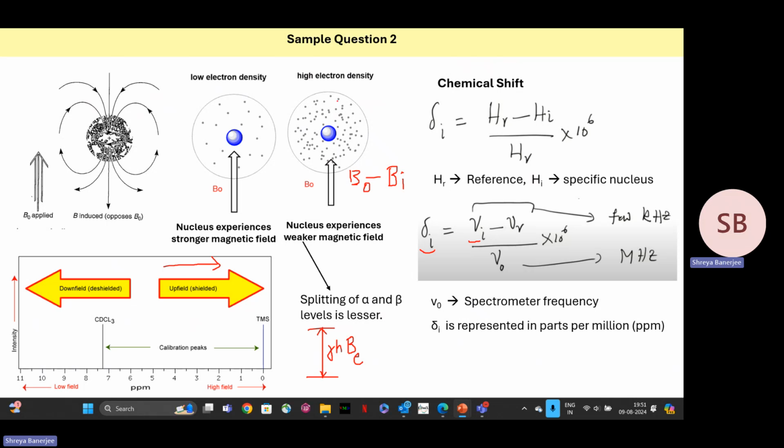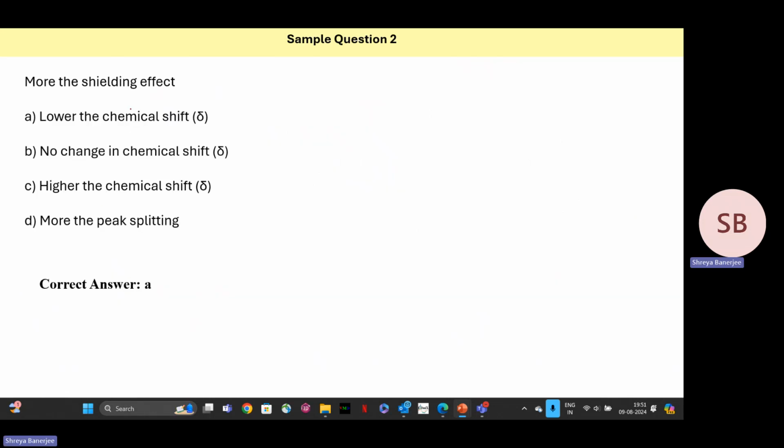So shielded by electrons means that your delta value is low. That is, it is moving in the upfield direction. So more the shielding effect, the delta value is low. So lower the chemical shift. So the correct answer is A.